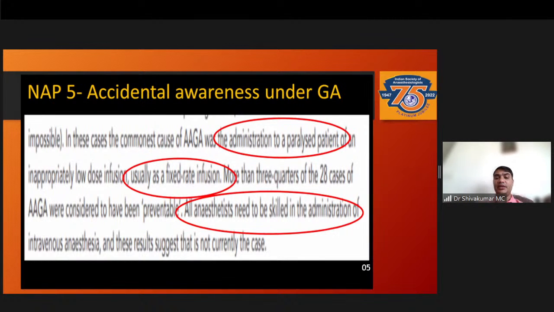They recommend that all anesthetists need to be skilled in the administration of intravenous anesthesia, and these results suggest that is not currently the case. It means even in European settings, the regular training of postgraduates, especially in the administration of intravenous infusions, was not regular. So postgraduates and junior residents have to be trained how to administer target controlled infusion, or even without target control, TIVA, how to administer the TIVA. It should be regular practice in a postgraduate program.